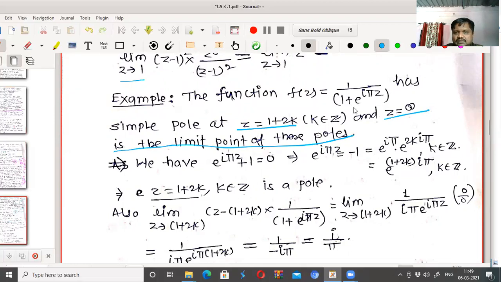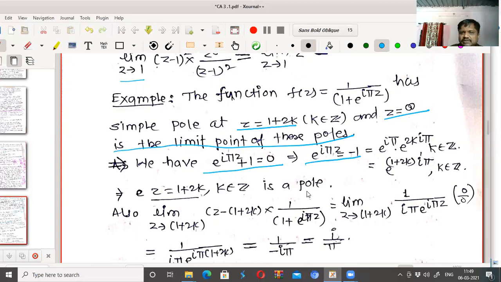Now we'll show it. Here this function has a singularity where 1 plus e to the power i pi z equal to 0. So let 1 plus e to the power i pi z equal to 0. This implies e to the power i pi z equal to minus 1.